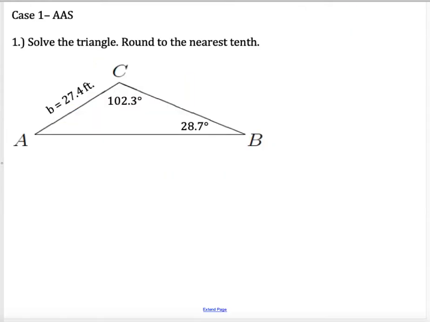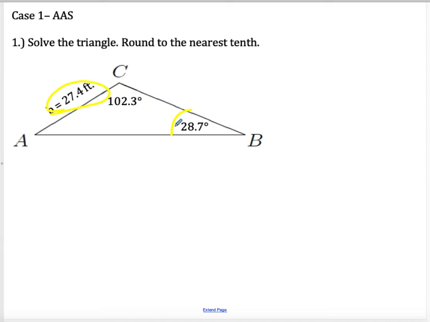So let's look at example 1, and this is angle, angle, side. The reason why it's written AAS is that this side B that I was given is not trapped in between. What I need you to realize is that you can use law of sines because you need 2 pieces that are opposite from each other. So angle B is given, and you have the opposite side B.